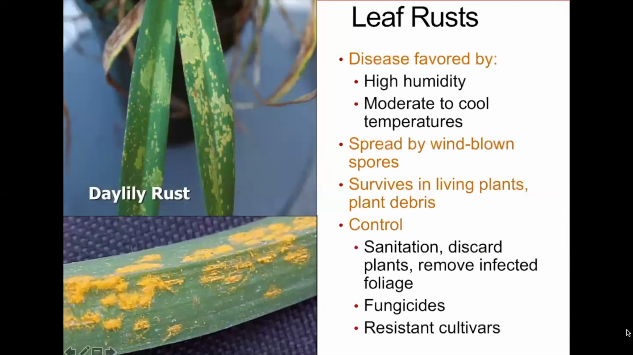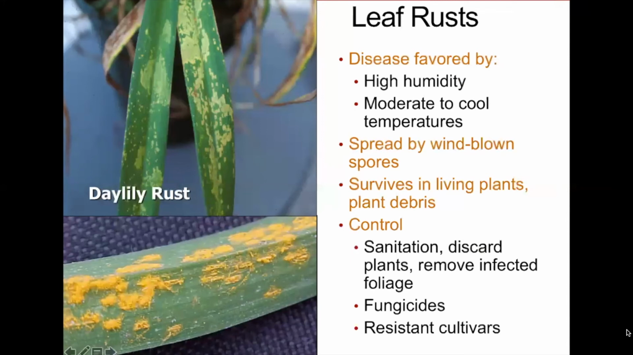So we want to make sure that neighbor plants are not touching each other, and that when we have the fan on, we don't have it at such a high intensity. Maybe we bring it down to a medium intensity so we are not blowing those spores anywhere. And then scouting: if we find rusts, we remove the infected plant material and dispose of it properly.